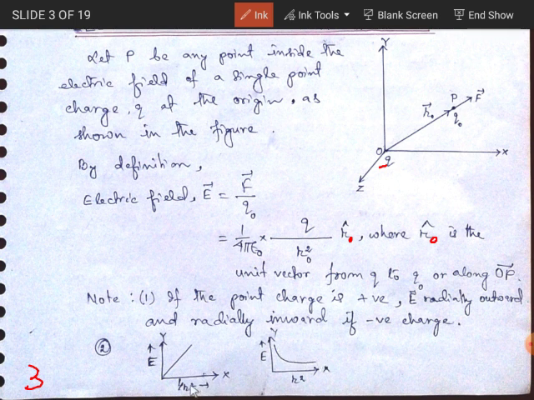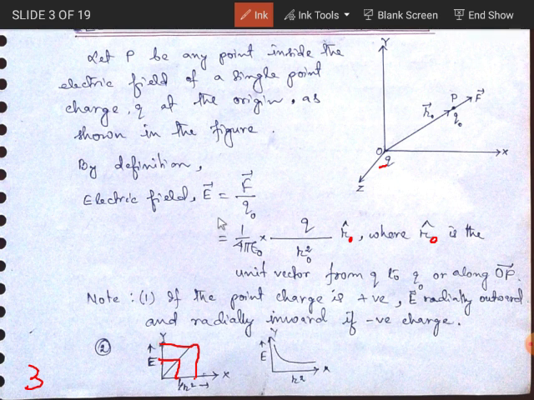Got it? In this case, when 1 by r square increases, your electric field E also increases. When 1 by r square increases from here to here, for example, your electric field will also increase from here to here. So we say that when 1 by r square increases, capital E, that means electric field intensity, also increases, right?